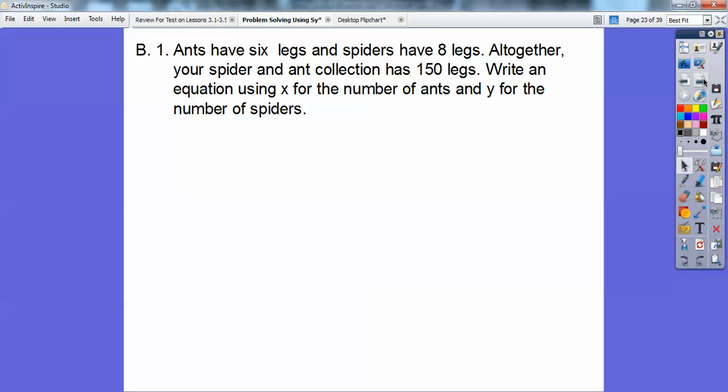Whoa, boy, that sounds fun. When I was a kid, my dad used to call me Johnny Bug Boy. I used to collect bugs, and yes, I used to collect ants and spiders. That was cool.